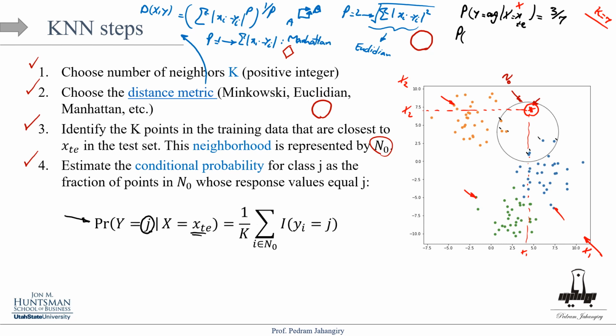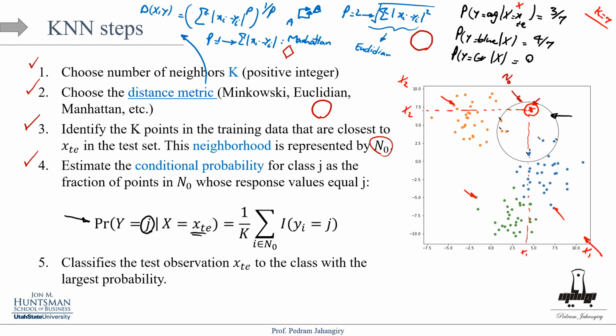Then what is the probability that y is equal to blue given X? As you can see, there are 4 blues out of 7, right? And then finally, what is the probability that y is equal to green given X? So how many green observations do I have in this neighborhood? 0. And when we're done with conditional probabilities, we're going to classify that new observation in the test set to be the class with the largest probability. So here the answer is going to be blue. So this observation is going to be turned blue by the algorithm.